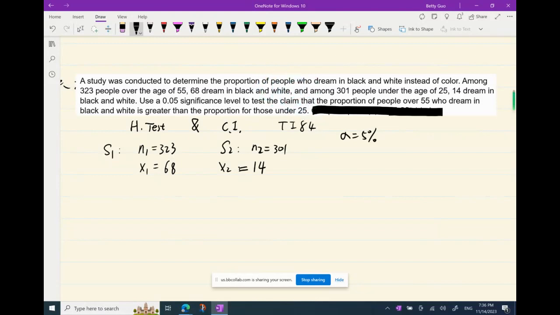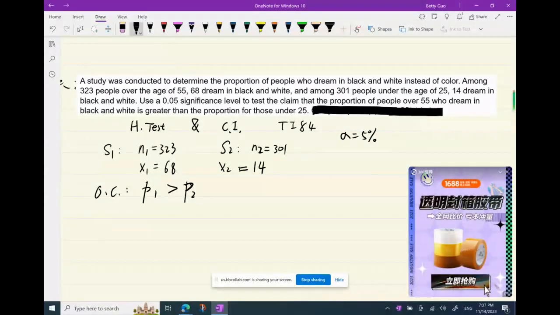We need to test the original claim: the proportion of people over 55 for sample 1 is bigger than the proportion for the second population. P1 here is not for sample 1, it's for population 1. Population 1 represents all the people who are 55 years old or above, and population 2 represents the people under 25 years old. So P1 is bigger than P2.